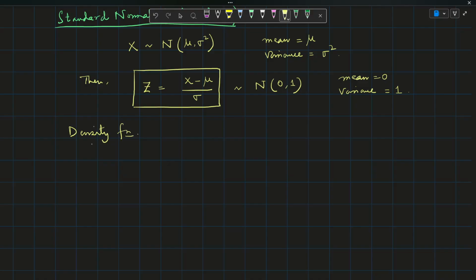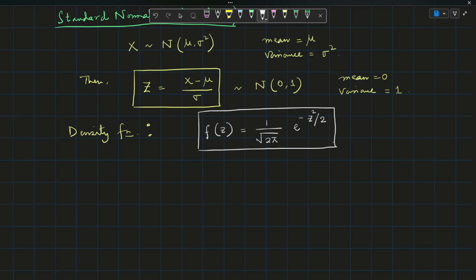So the density function of Z will be easy to write. Just put mu equals 0 and sigma equals 1 in the density function of the normal distribution. So f(z) equals 1 by root 2 pi e to the power minus z square by 2. We will have to remember this as well.